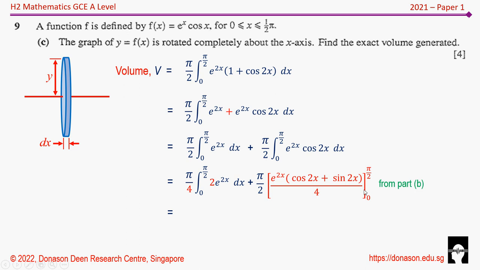Of course we had a plus c, but when we do a definite integral we can ignore the plus c, because there's no point in writing a plus c and then subtracting away a minus c, right? So we can just take this from part B and write this down. Now all that we need to do is to integrate 2 e to the power of 2x.